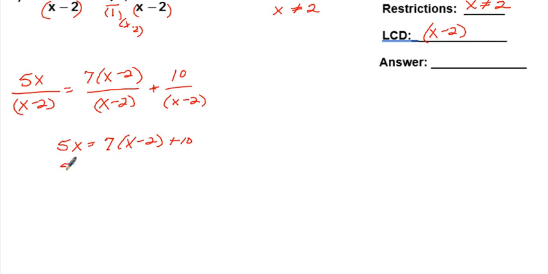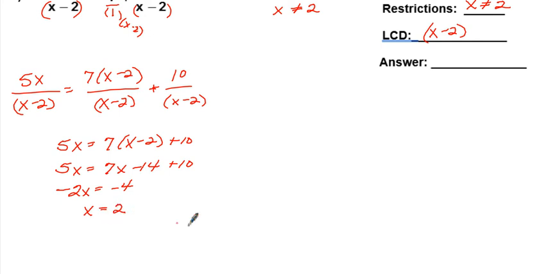Once again, let's distribute and combine like terms. I will subtract 7x from both sides to give me negative 2x over here, and I'll combine these to get negative 4. Divide by negative 2 on both sides, x equals 2.